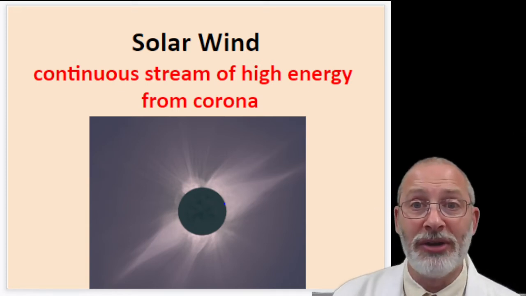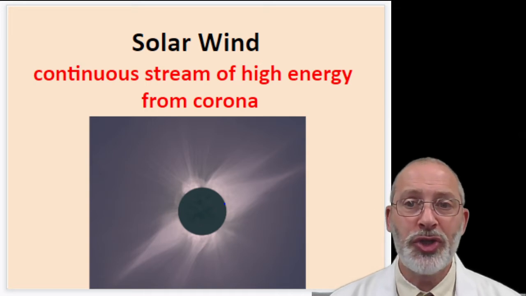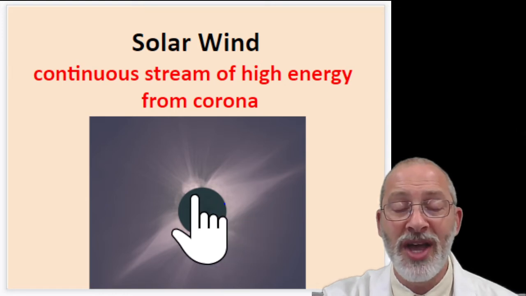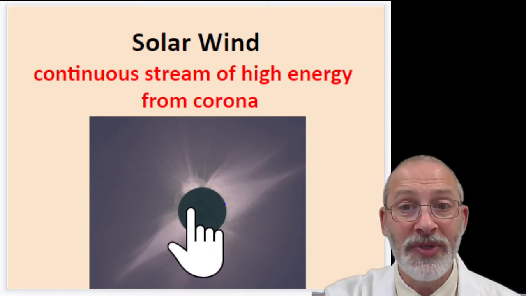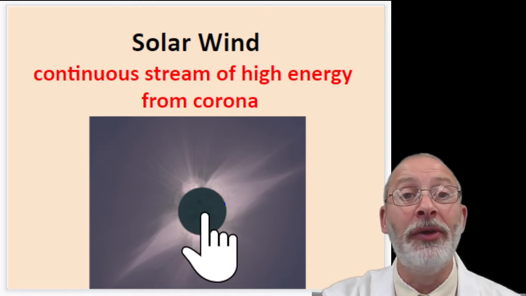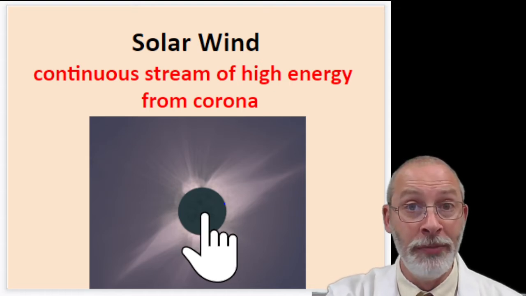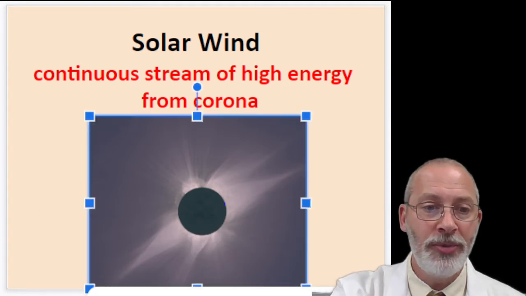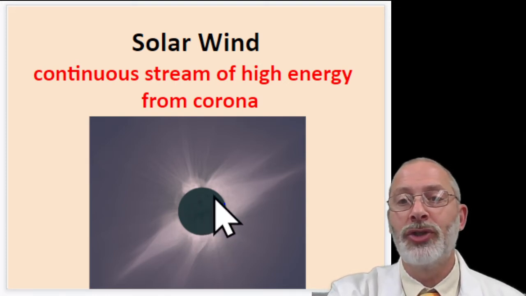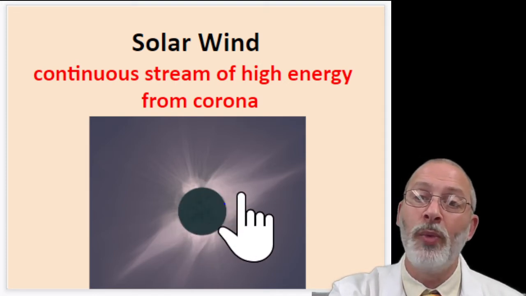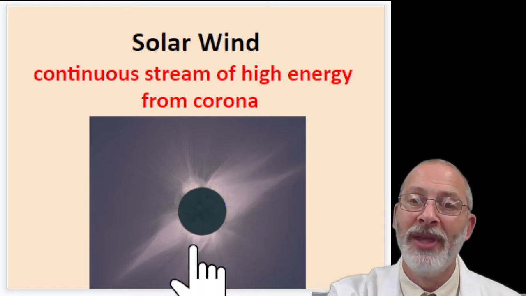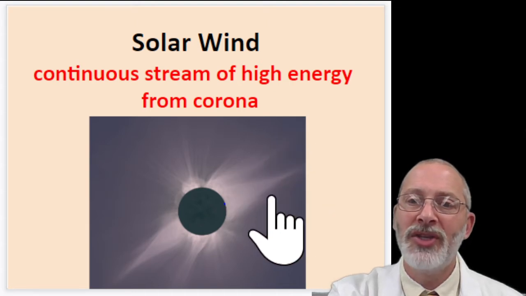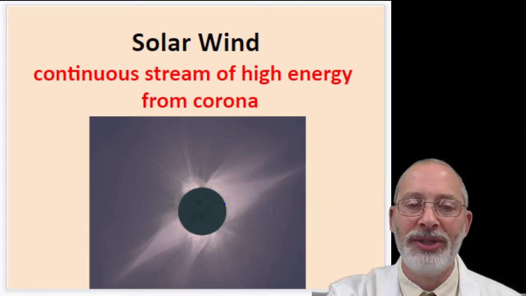But I want to pause here on solar wind, this continuous stream of high energy from the corona. By the way, this is a picture of the sun during a total solar eclipse. So the dark circle is actually the moon. The moon during the new moon phase, and we've learned about the moon phases earlier in the year. So during a total solar eclipse is when we can actually see the corona. And check out how the corona of the sun is spewing this solar wind out in all directions.